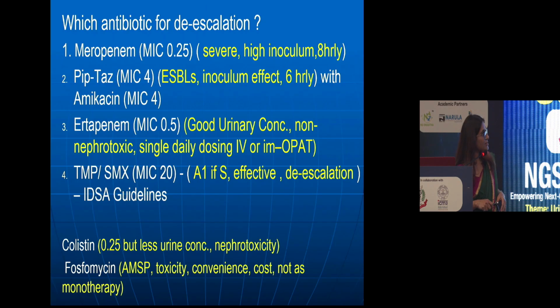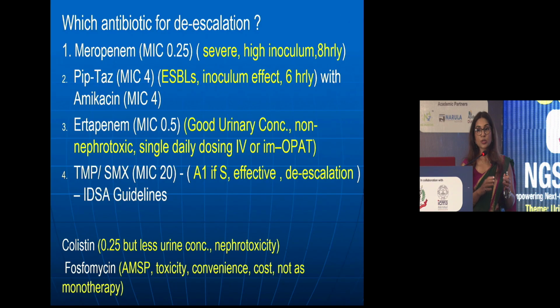Why? Because it has a good urinary concentration, it is not nephrotoxic, and it can be given as a single daily dose and can be given IV or IM, intramuscular dosing, as outpatient antibiotic therapy. Meropenem can be continued, however, it is a much broader spectrum and it is 8-hourly, so it's better to de-escalate.